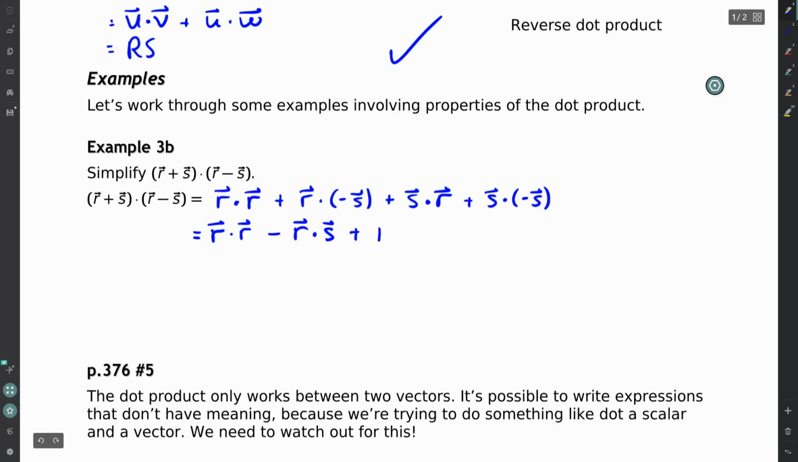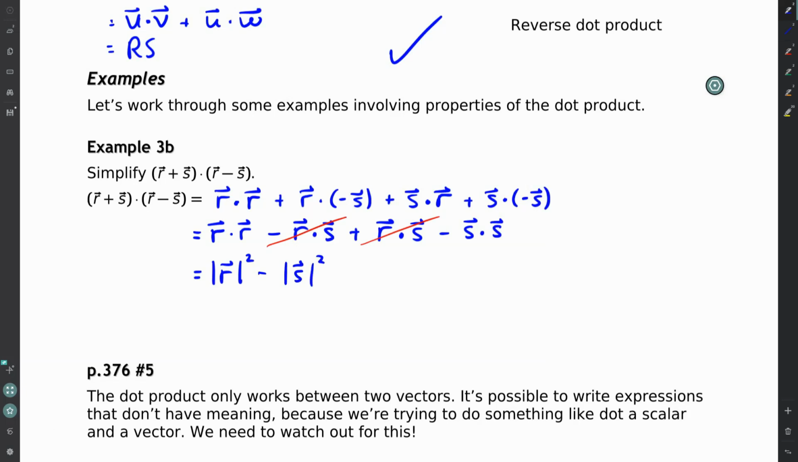The commutative property says that s dot r is equal to r dot s, so we can switch the order of those multiplications. And then similarly, the associative property gives us negative s dot s. Now you see that there are two terms there that are identical, and so we can just cancel those out. And we're left with r dot r minus s dot s. But r dot r is the magnitude of r squared, minus the magnitude of s squared.